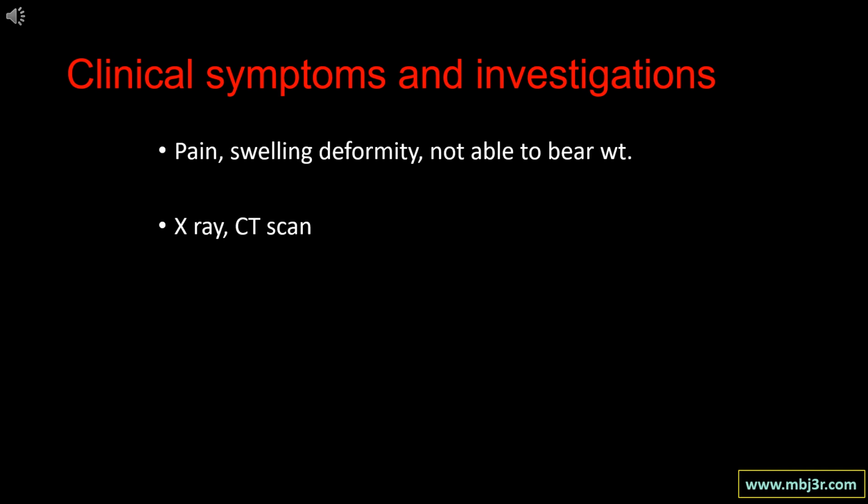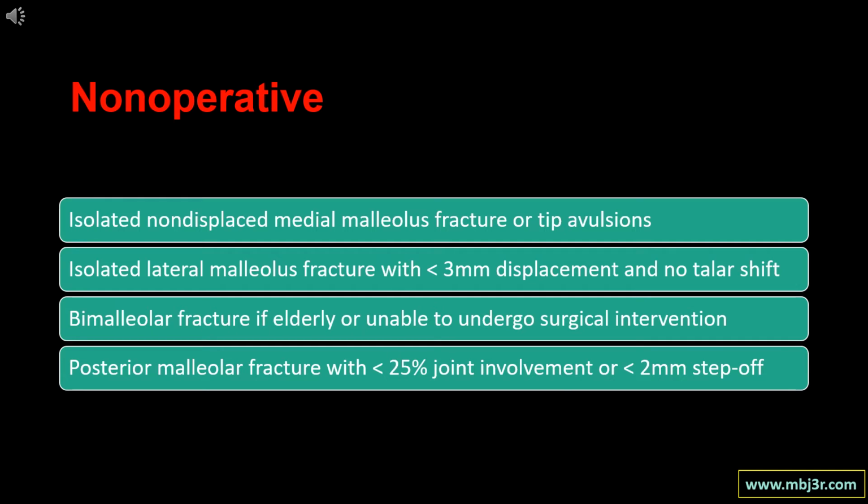Clinical symptoms and investigations. Patients will usually come to emergency or an orthopedic clinic with pain, swelling, deformity and difficulty in walking after a twisting injury or a motor vehicle accident. You have to stabilize the patient and do an X-ray of the joint, AP and lateral, and if it shows a fracture, you can do a CT scan if it is a complicated fracture. After splinting and stabilizing the patient, then we have to decide about operative or non-operative treatment.